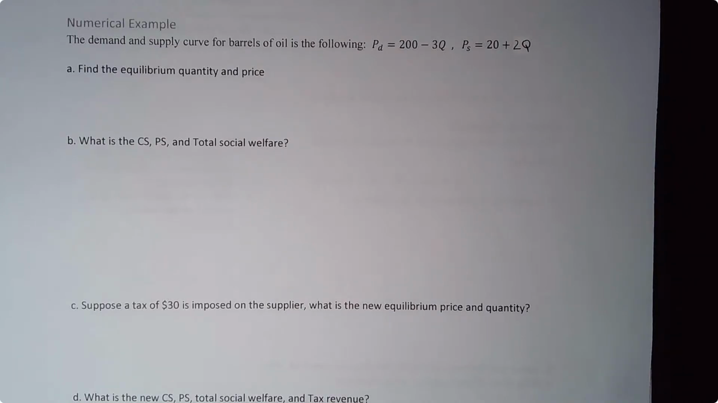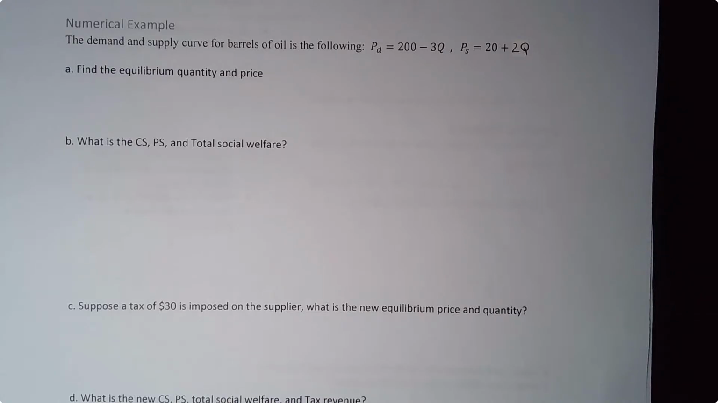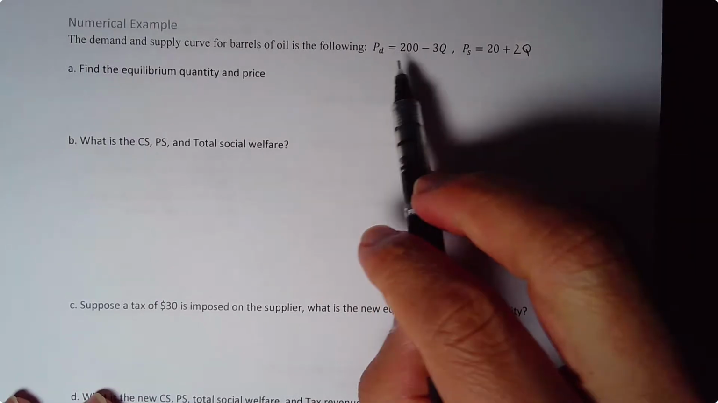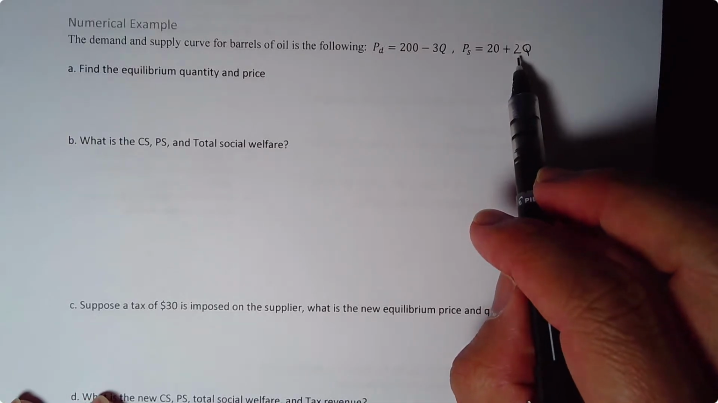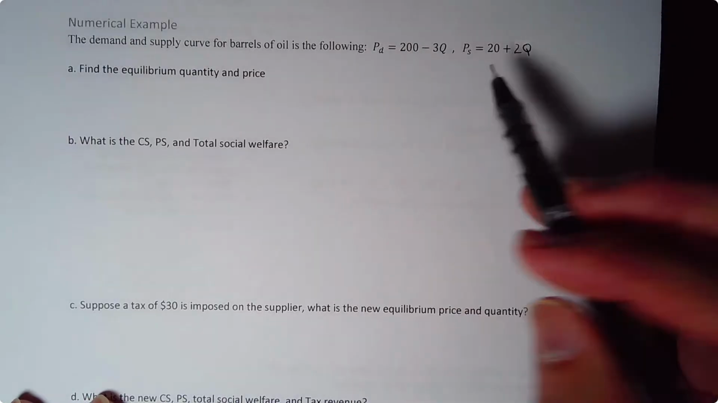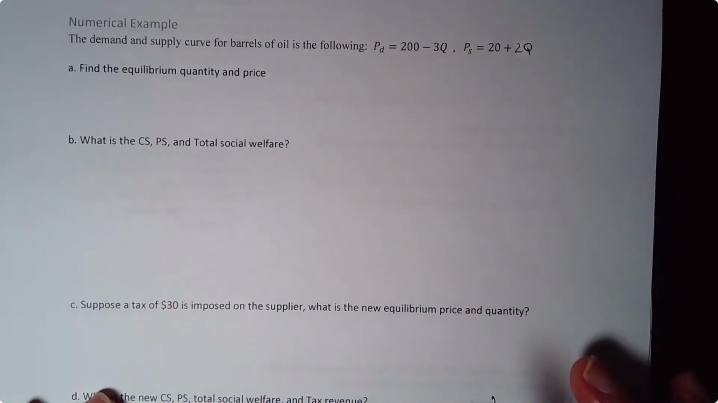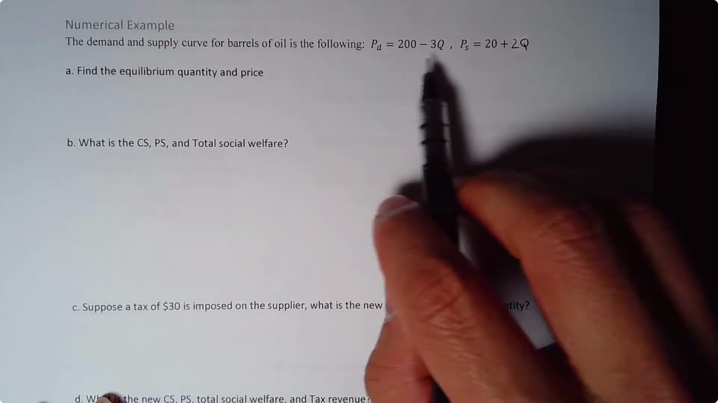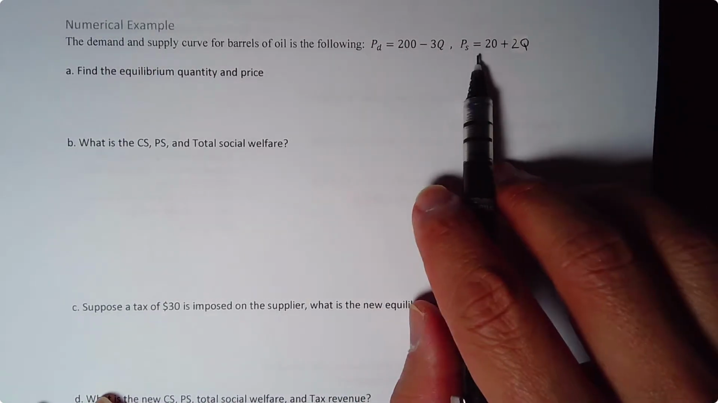Now let's do a numerical example on the effect of taxes on welfare. Now, I changed the equation a little bit from the original handout, to give you a slightly different number for you to play around with. So here's our demand, and here is our supply.